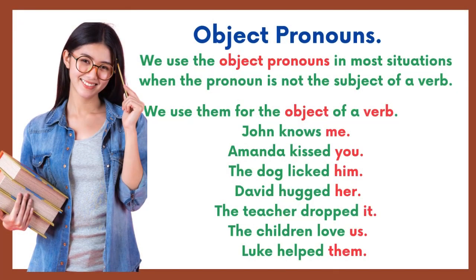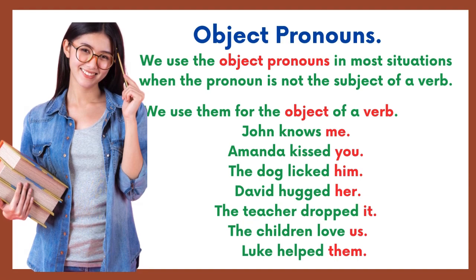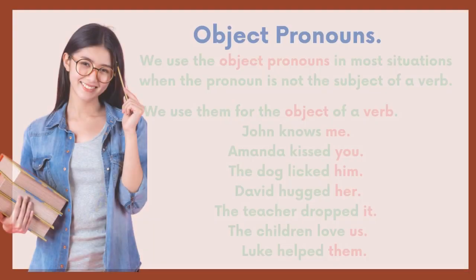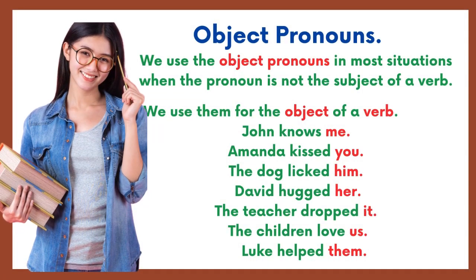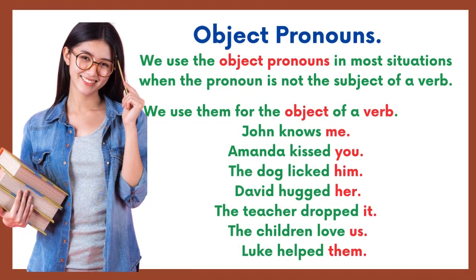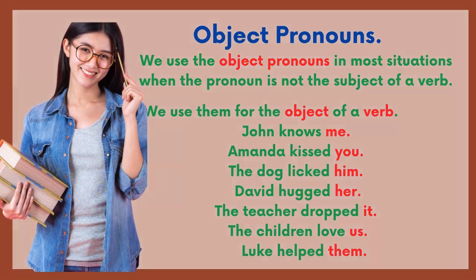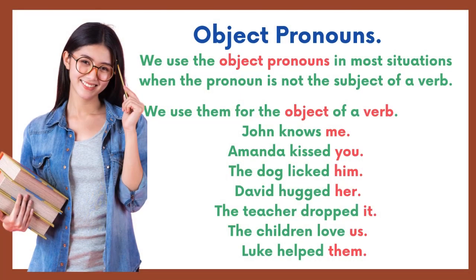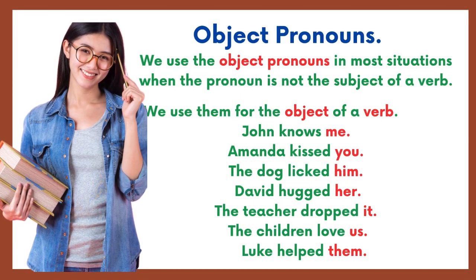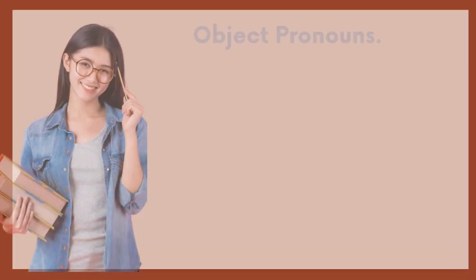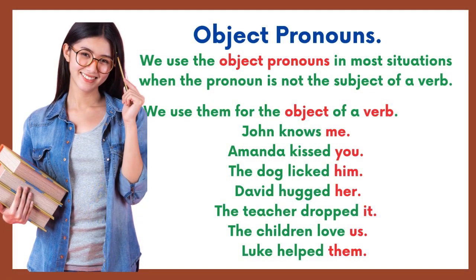Object pronouns. We use the object pronouns in most situations when the pronoun is not the subject of a verb. We use them for the object of a verb. John knows me. Amanda kissed you. The dog licked him. David hugged her. The teacher dropped it. The children love us. Luke helped them.